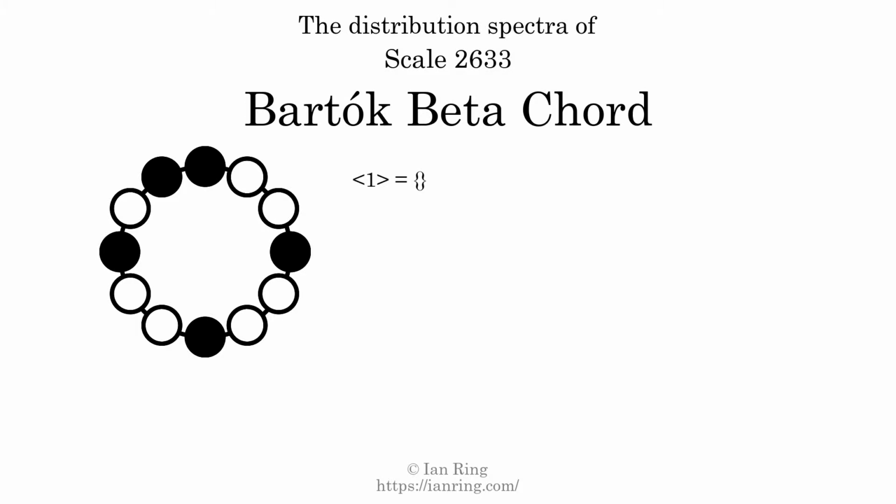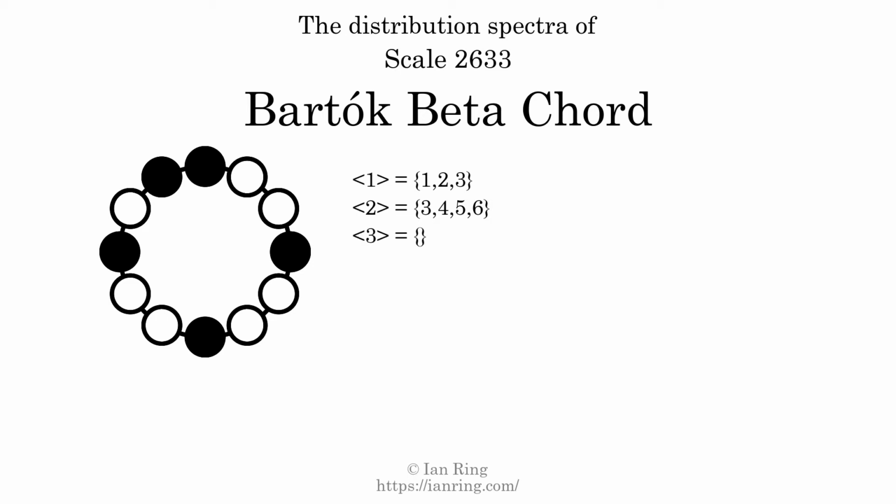The generic interval of one scale step comes in 3 different specific interval sizes: 1 semitone, 2 semitones, and 3 semitones. The spectrum width of this generic interval is the highest, 3, minus the lowest, 1, which equals 2. The generic interval of 2 scale steps comes in 4 different specific interval sizes: 3 semitones, 4 semitones, 5 semitones, and 6 semitones. The spectrum width of this generic interval is 3.